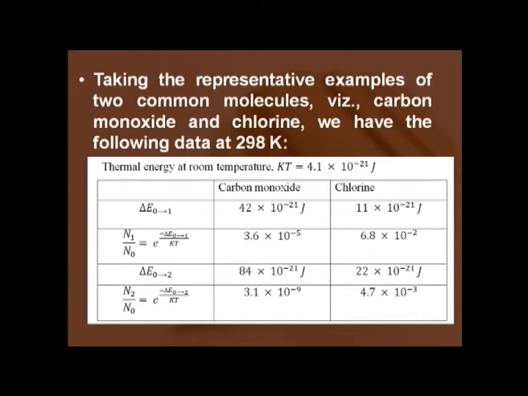Similarly, if we calculate delta E for 0 to 2, we get the value for carbon monoxide as 84 into 10 to the power minus 21 joules and 22 into 10 to the power minus 21 joules for chlorine. On substituting these values in the Boltzmann expression, we get N2 by N0 is equal to e to the power minus delta E for 0 to 2 by kT. This gives the value of 3.1 into 10 to the power minus 9 for carbon monoxide and 4.7 into 10 to the power minus 3 for chlorine.